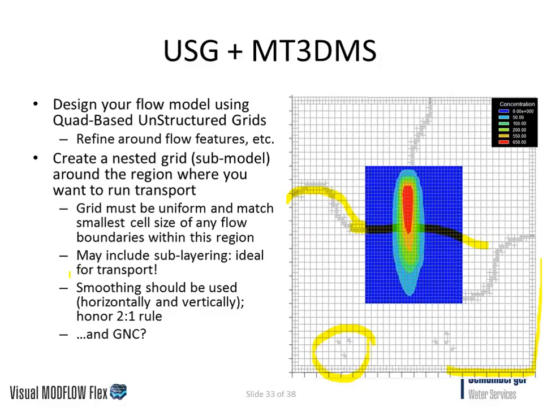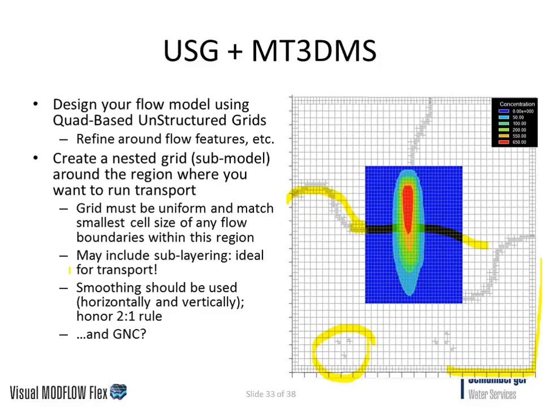The big plus here is that this sublayer, this nested grid or submodel, can include sublayering. So you can have this nested grid have much more vertical refinement than your background flow model, which is really key for transport, as I mentioned in the previous slide.